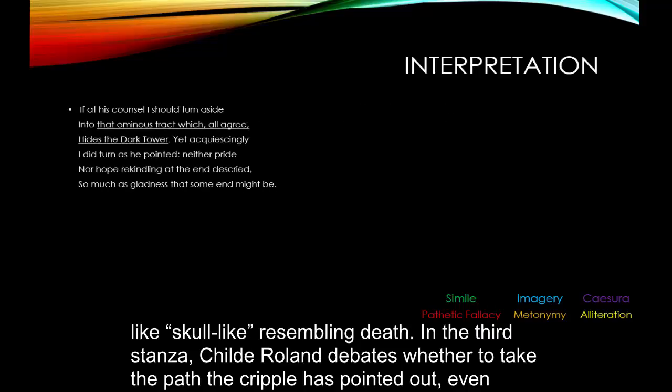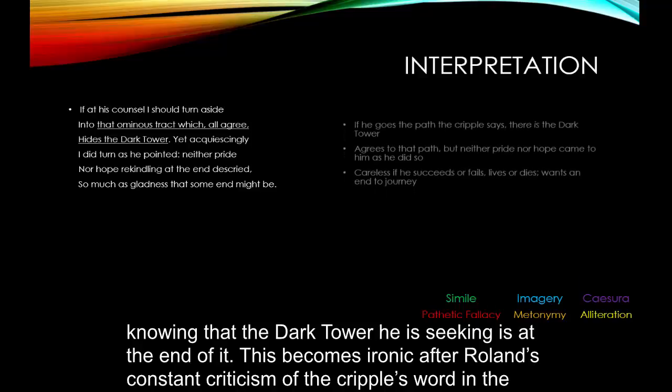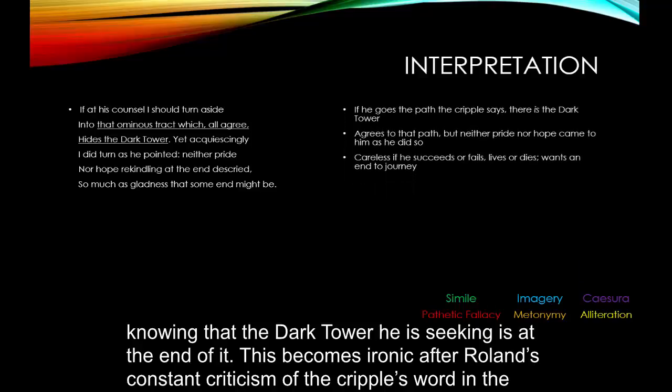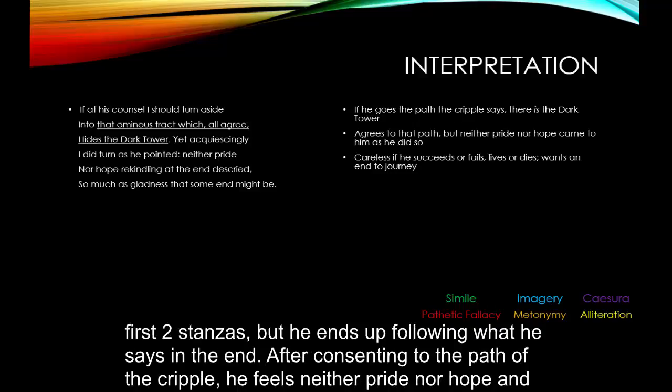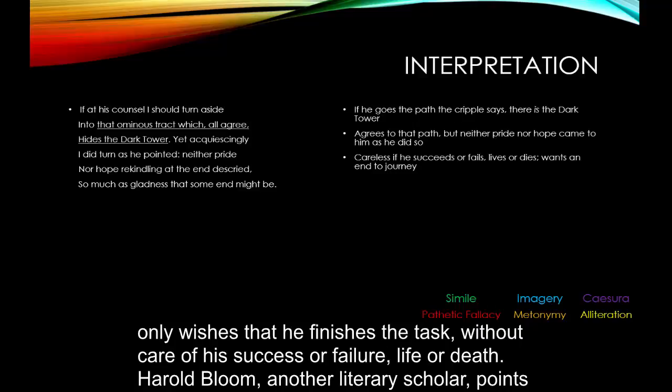In the 3rd stanza, Childe Roland debates whether to take the path the cripple has pointed out, even knowing that the dark tower he is seeking is at the end of it. This becomes ironic after Roland's constant criticism of the cripple's word in the first 2 stanzas, but he ends up following what he says in the end. After consenting to the path of the cripple, he feels neither pride nor hope and only wishes that he finishes the task, without care of its success or failure, life or death.